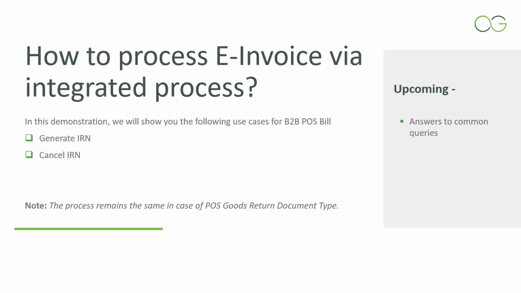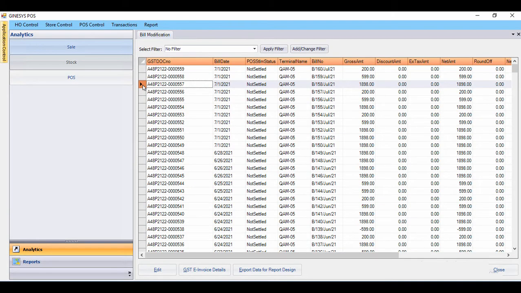Now I will demonstrate how to process e-invoice via the integrated process. In this demonstration, I will show you the major two scenarios for a B2B POS bill: generation of IRN and cancellation of IRN. Please note the upcoming demonstrated process remains the same for POS goods return document type. So let us begin with the demonstration.